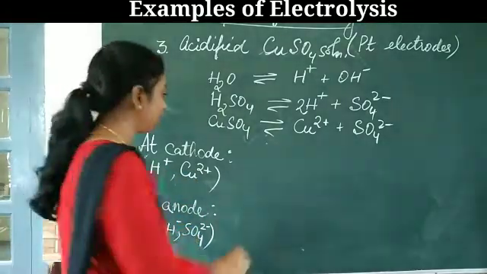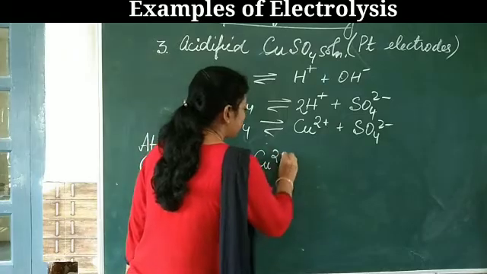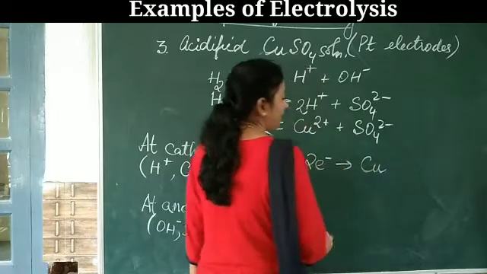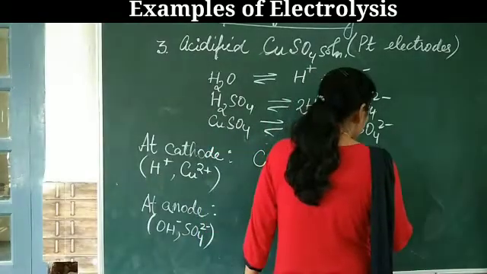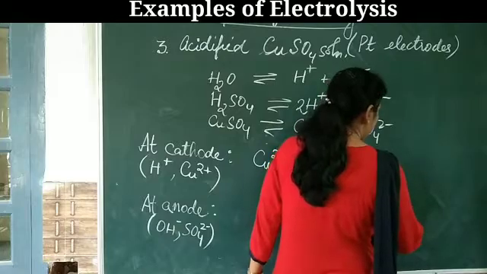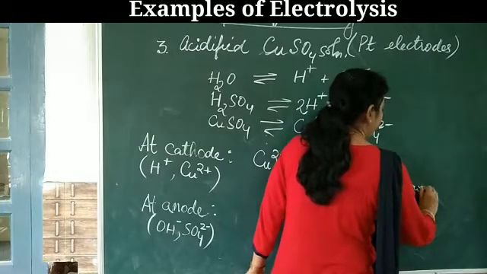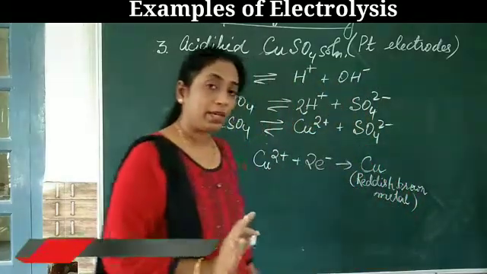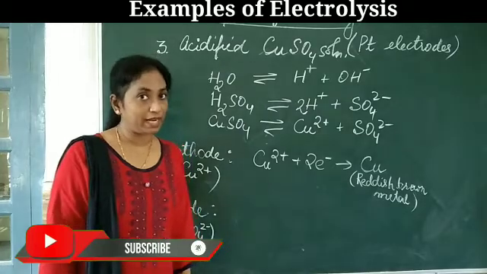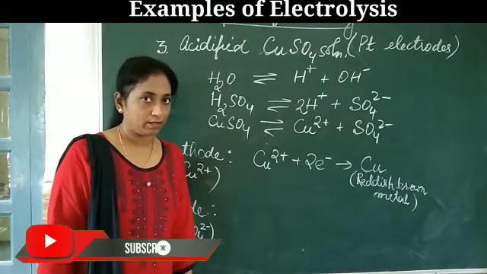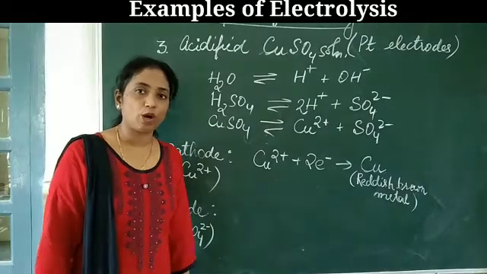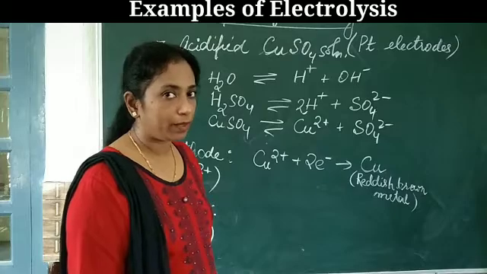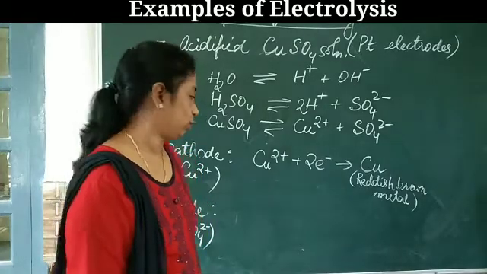Cu2 plus will get discharged. How will it get discharged? Cu2 plus will take up 2 electrons and become Cu. And Cu is what? Reddish brown metal. And children, you please learn this color only. For copper, keep in mind that it is reddish brown. Don't write red. Don't write pink. Only write reddish brown copper metal is deposited at the cathode.